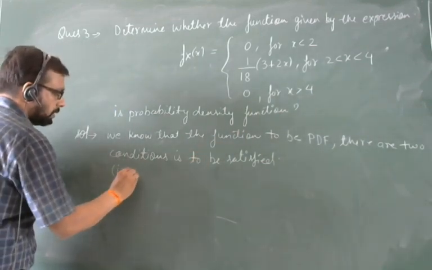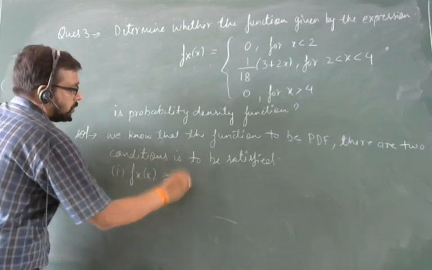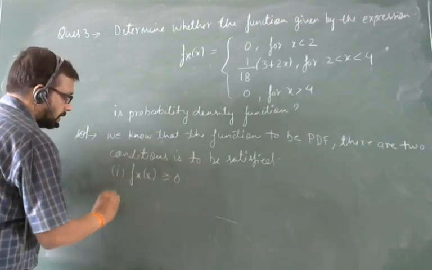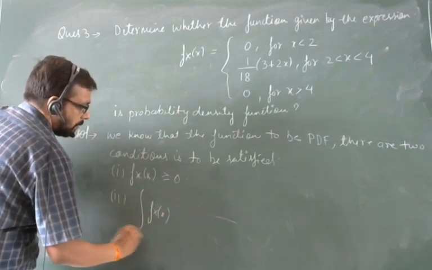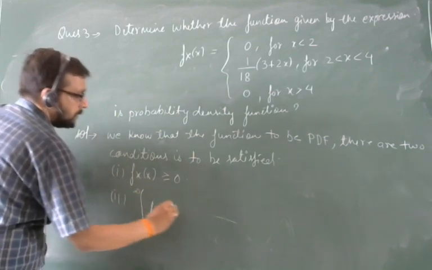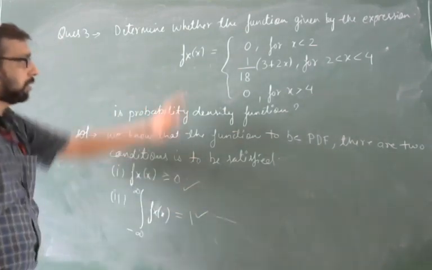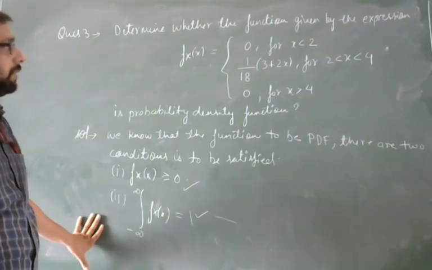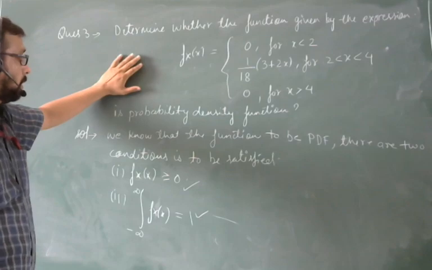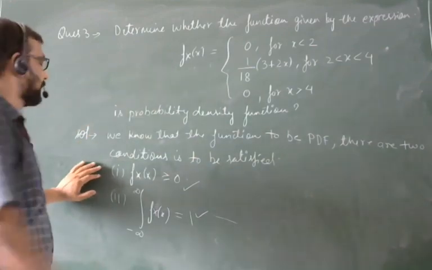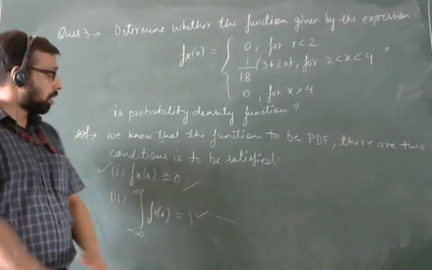First one is f of x greater than or equal to 0, and the second one is that if we integrate this function from minus infinity to infinity, it is equal to 1. These are two conditions. If this function satisfies these two conditions, then we can say that the given function is a probability density function. Now first of all, check the first condition.